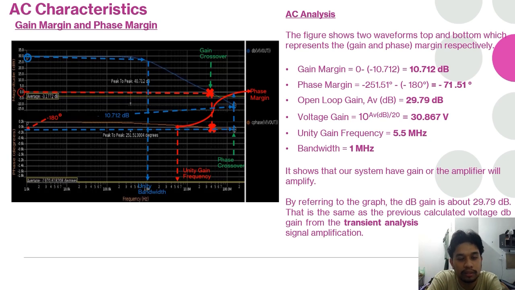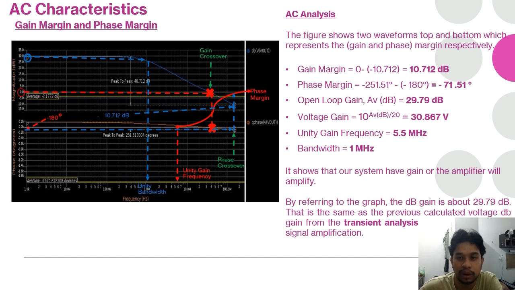Okay, the next AC characteristic is gain margin and phase margin. For gain margin and phase margin, we have to find the phase margin first. After we detect the zero, we draw the line until the gain crossover, and then we pull down the line until the phase margin graph, and then we obtain the phase margin that is negative 251 degree, and then we subtract it with negative 180 degree to get the phase margin.